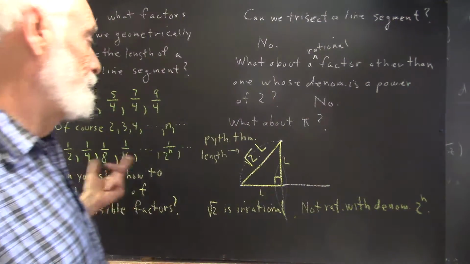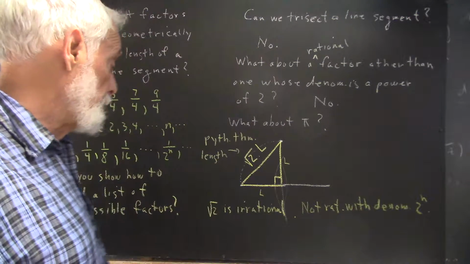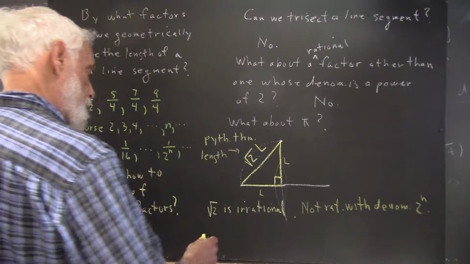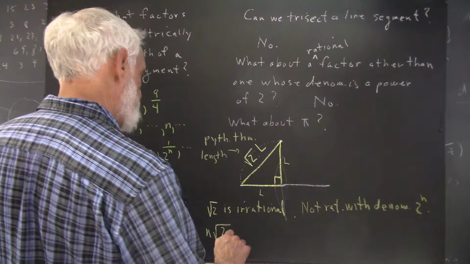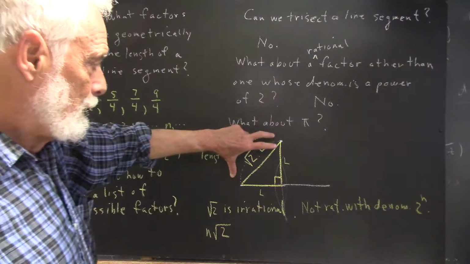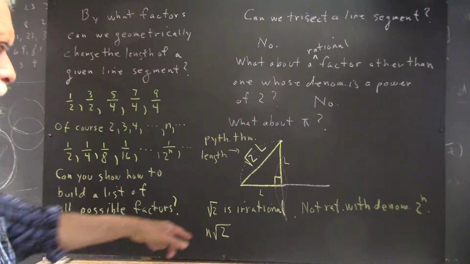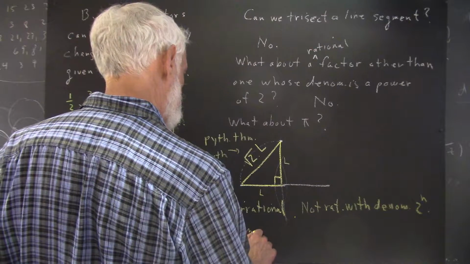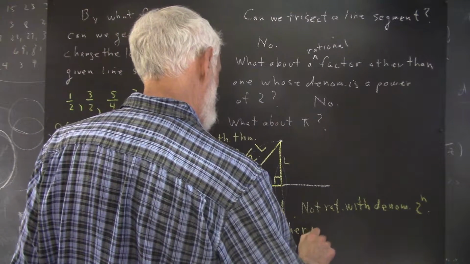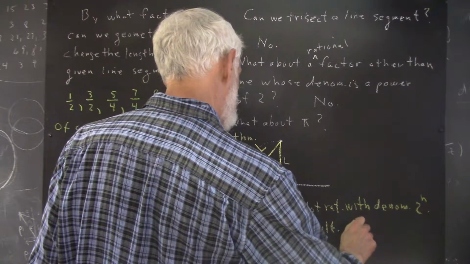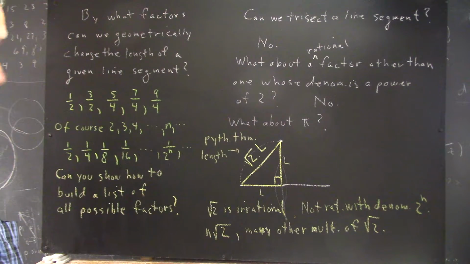Okay, so there might be other triangles where you could do this same sort of thing. So there might be other factors. Now, we also then say that we can obviously then construct n times the square root of 2, because we can just construct a line by just adding this length to this length to this length. And there are many others. Many other multiples of square root of 2 would be geometrically constructible.